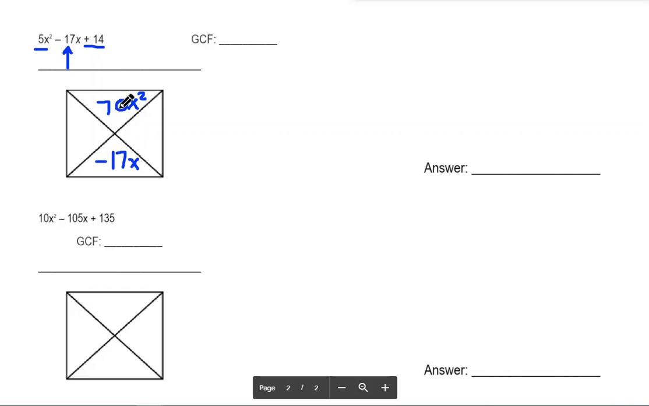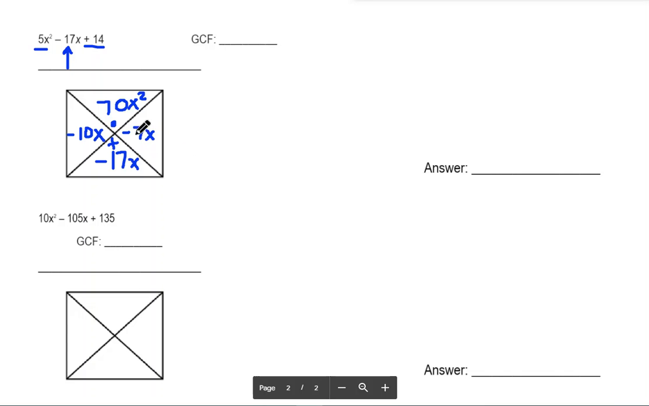All right, so now I see that this one's positive, and I want two numbers that multiply to get me that, and add to get me a negative 17. So if it has to add to give me a negative, the only way that's going to work is if both of these are negative, right? Because a negative times a negative will give me a positive, and a negative plus a negative will give me a negative. So what two numbers add together to give me 17, but multiply to give me 70? Well, that would be negative 10x and negative 7x.